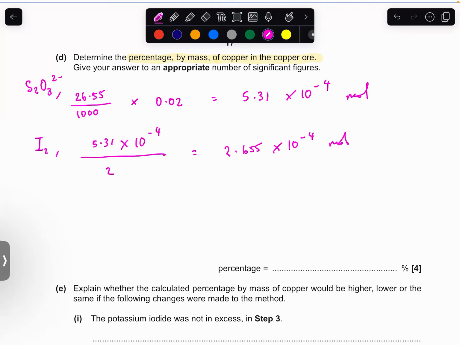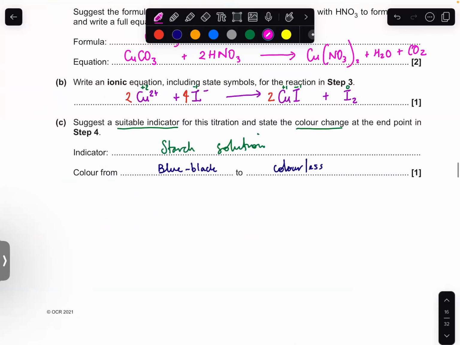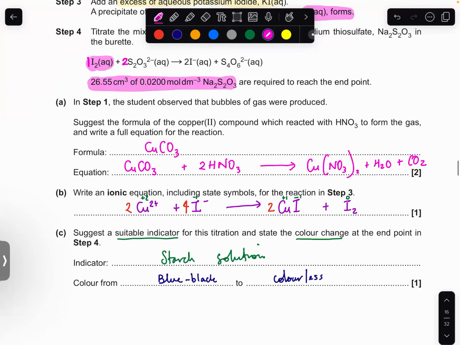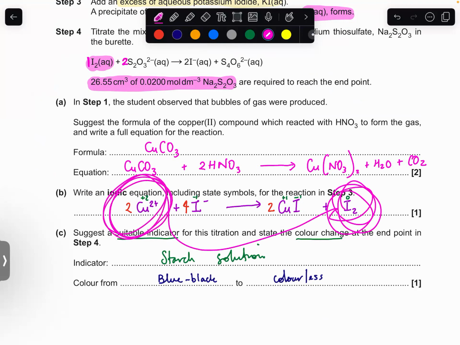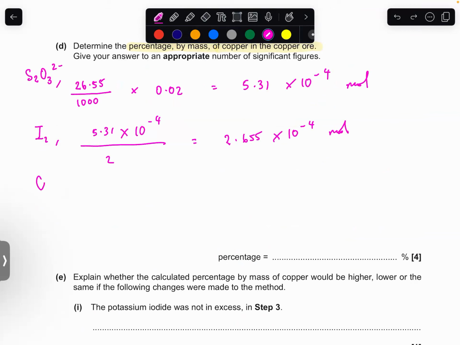Now, this is the iodine that was produced from the copper in the copper ore. So this actually is a 2-to-1 ratio. How do you make 1 from the iodine into 2 copper? You multiply it by 2. So look, we actually multiply it back to 2. 2.655 times 10 to the -4 multiplied by 2 gives you the same answer.